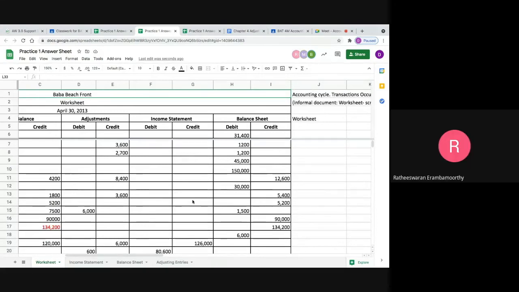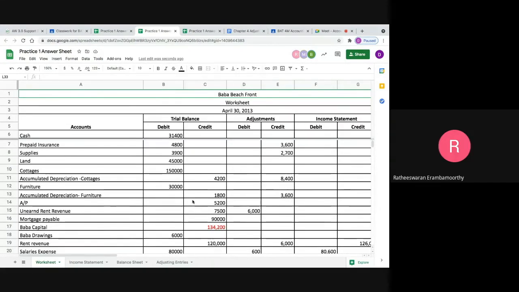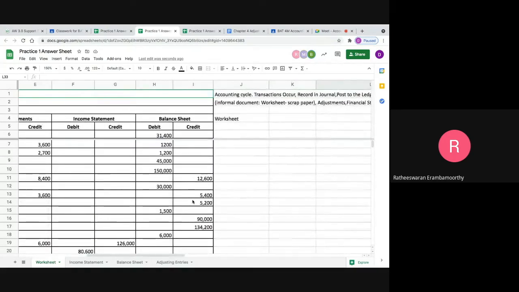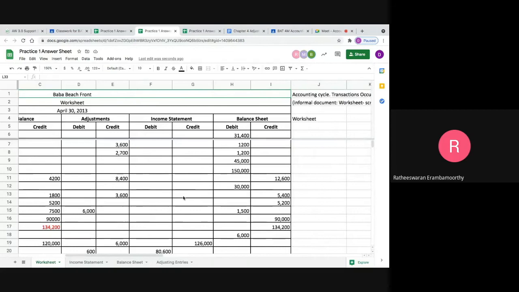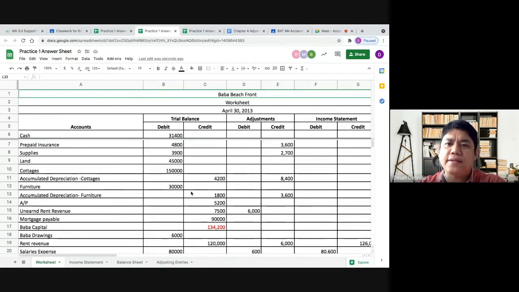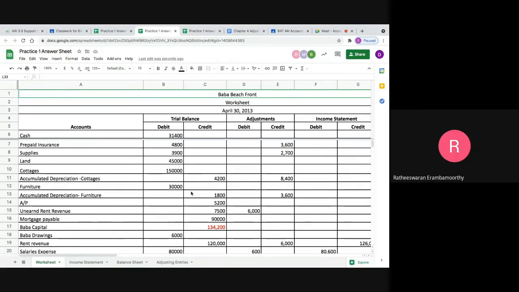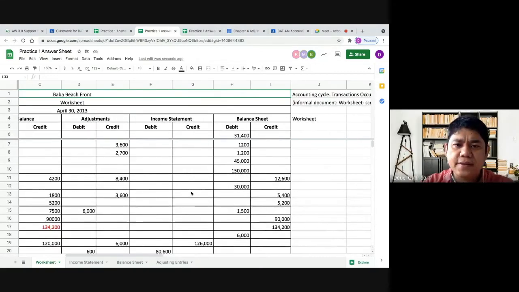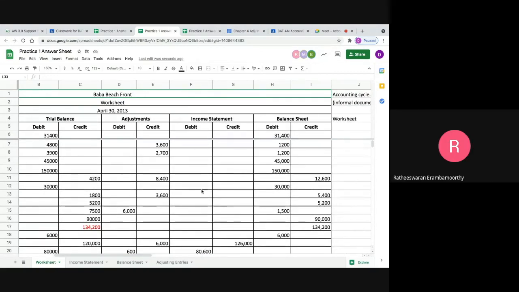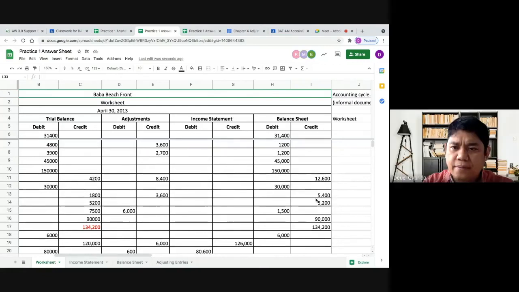Can you check again? The balance sheet credit side is 12,600, 5,400, 5,200, let's see. I think it's once again. Sometimes our mental math is off, but that's correct. 12,600, 5,400, 5,200, 90,000, 133,300, and 12,600, 600 and 400, 99,000.